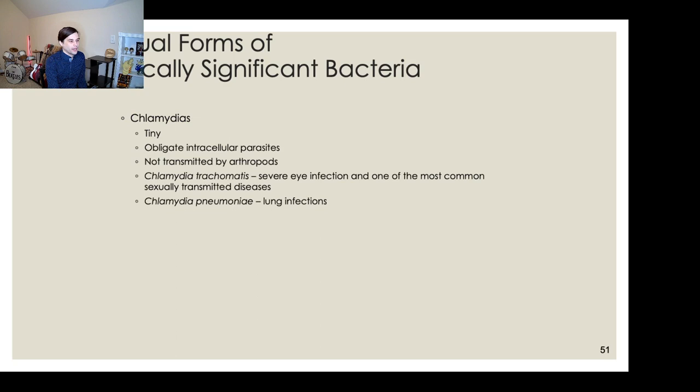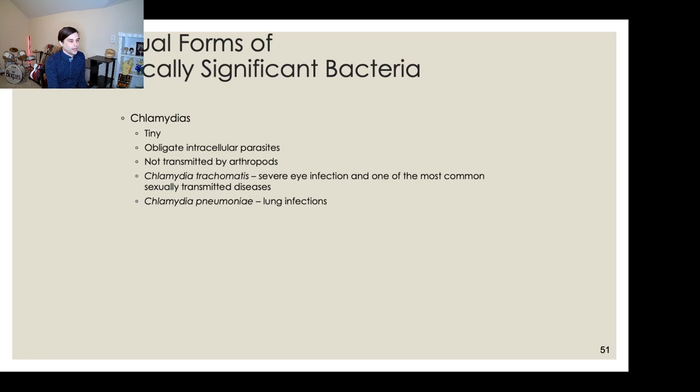Oddly enough, bugs can't get chlamydia. It's kind of strange. Crabs and things like that can't, but birds and humans and other organisms can. It's very deadly to parrots and birds. Chlamydia psittaci is their form of this, but Chlamydia trachomatis is the one that causes problems in humans, with eye infections and things like that.